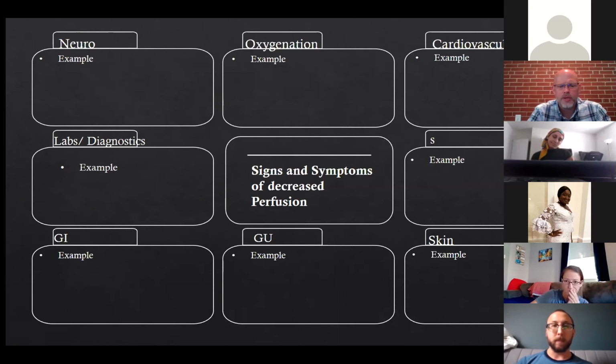GI-wise, what might your patient have more commonly if they've got poor perfusion? UTIs, maybe? Well, think GI first. Constipation. Good. Decreased appetite. Nausea. Late signs would be vomiting. What's their belly going to be like? Distended. Could be a little distended. And eventually with heart failure, you can have enlargement of the organs in the abdominal cavity, especially the liver.